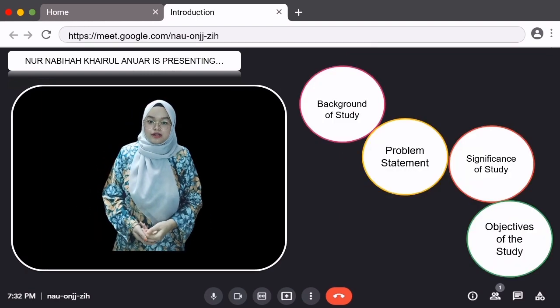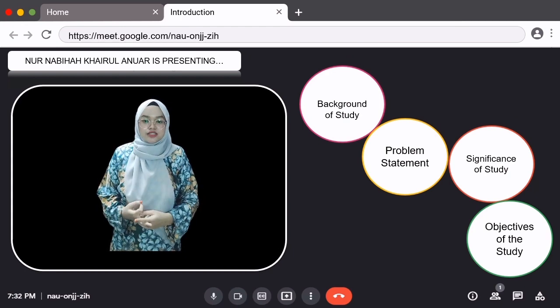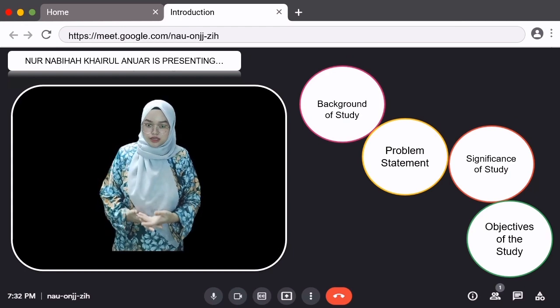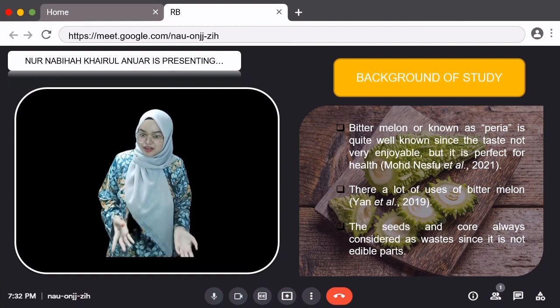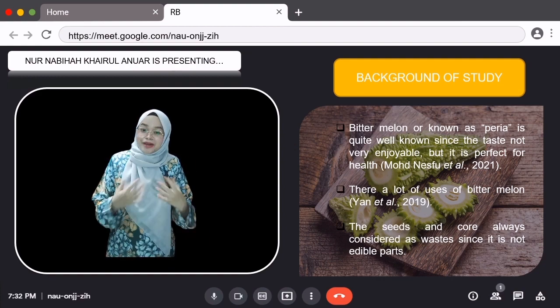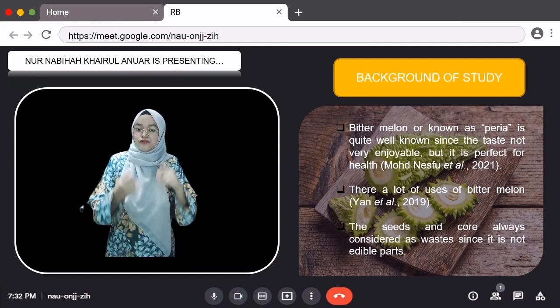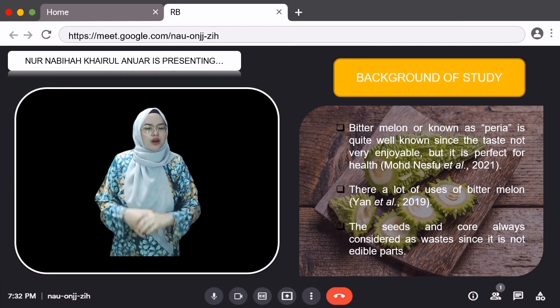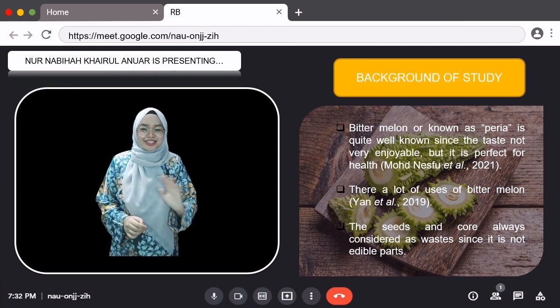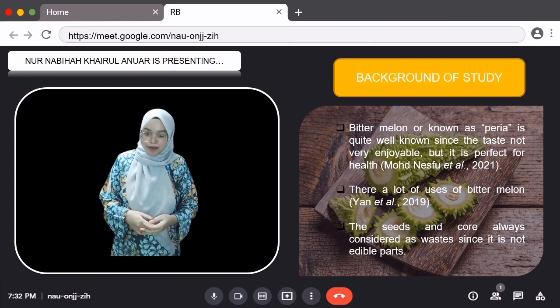In the introduction part, I would like to explain the research background, problem statement, significance of study and objective of this study. Bitter melon, or known as peria, is quite well-known since the taste is not very enjoyable, but it is perfect for health. There are a lot of uses for bitter melon, such as for medicinal purposes. The uses of bitter melon are wide, but not for waste. The seed and the core are always considered as waste since they are not an edible part.